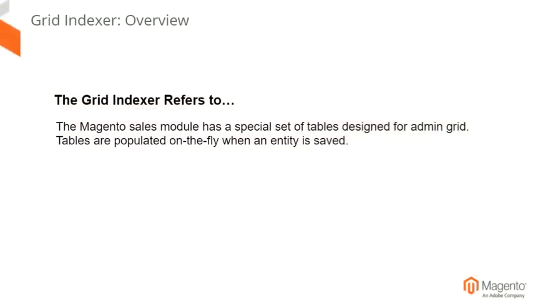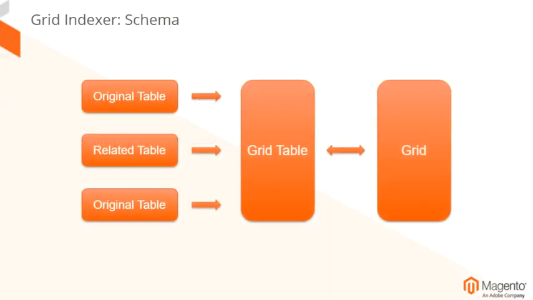In Magento, the Sales module contains a special set of tables designed for admin grids. These tables populate on the fly when an entity is saved. Depicted on the slide is a typical scheme for grid indexing. Grid indexing solves the problem of joining multiple tables, usually one main table and sets of related ones, in Magento. However, this can result in a large query that doesn't perform well. A solution is to populate a special grid table with the required data at the time of entity saving.